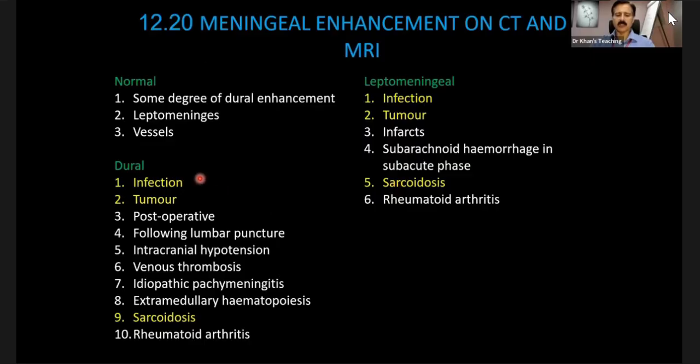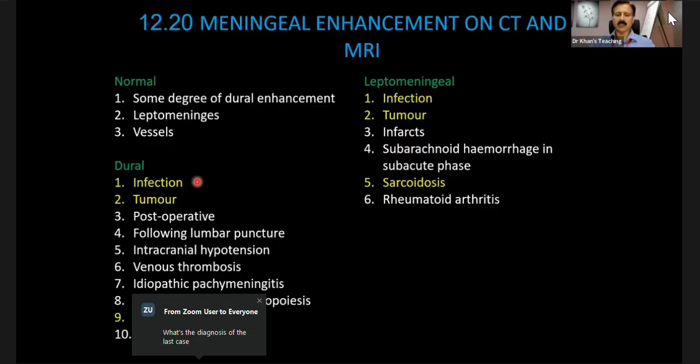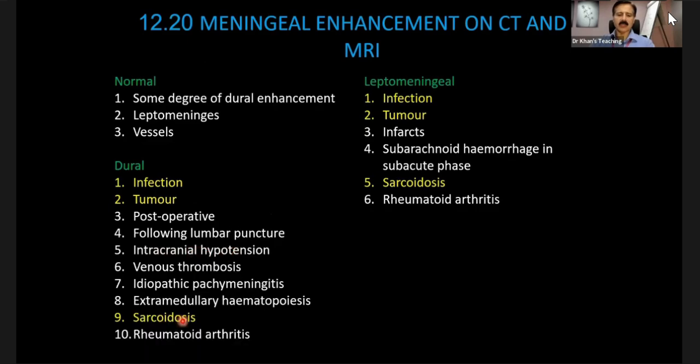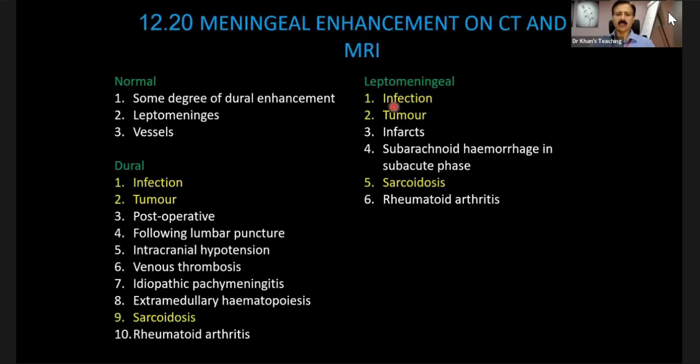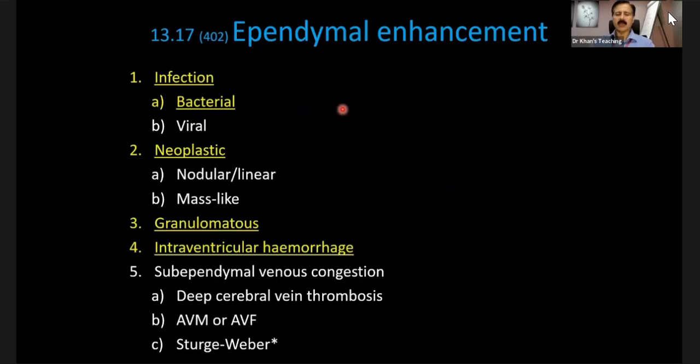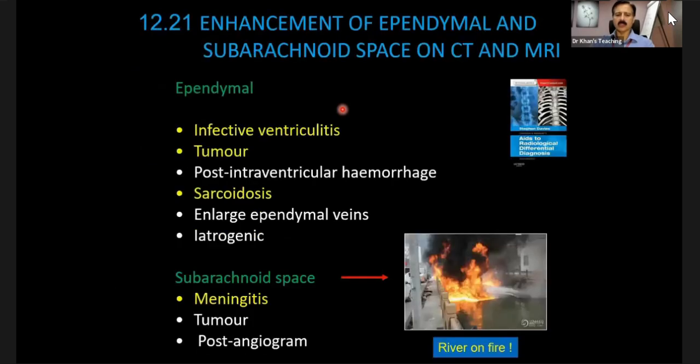As far as infections are concerned, they can be chronic infections. They can be pyogenic, as in acute infections. And you have also seen a case of intracranial hypotension. Sarcoidosis will always be there. So dural enhancement can be caused by these things, and leptomeningeal enhancement by infection, tumor, and sarcoidosis are the commons. They will cause the same thing. This is meningeal enhancement on CT and MR, and then there is ependymal enhancement. So the ependymal lining can also enhance, and it is common sense that there might be infections there.